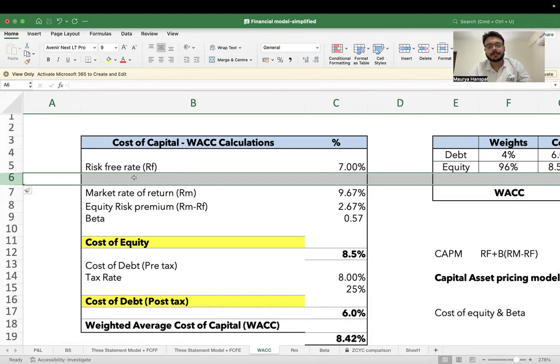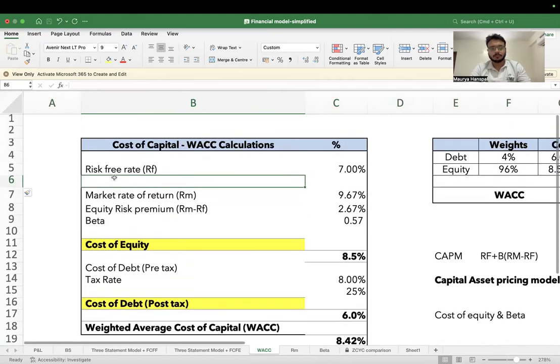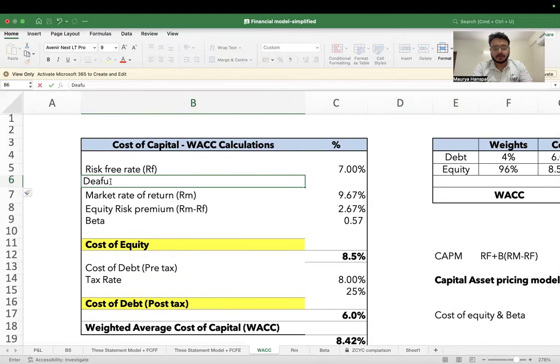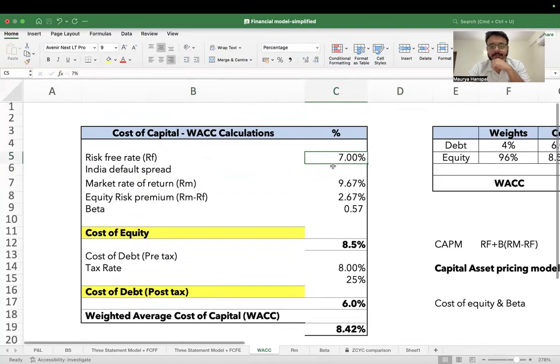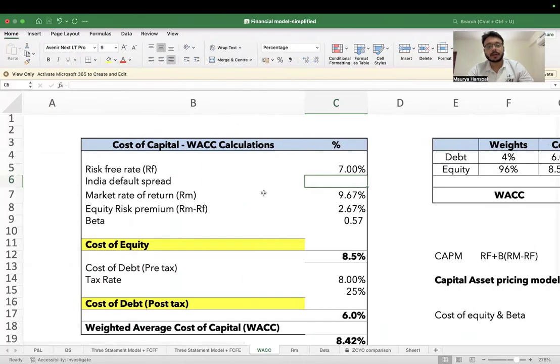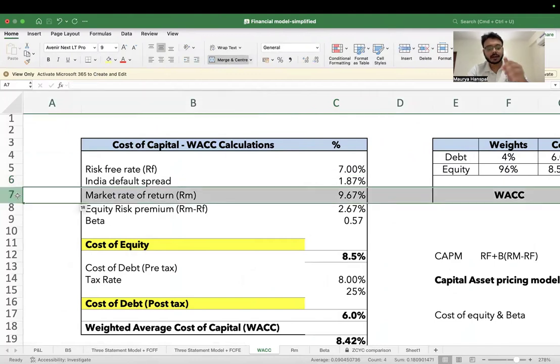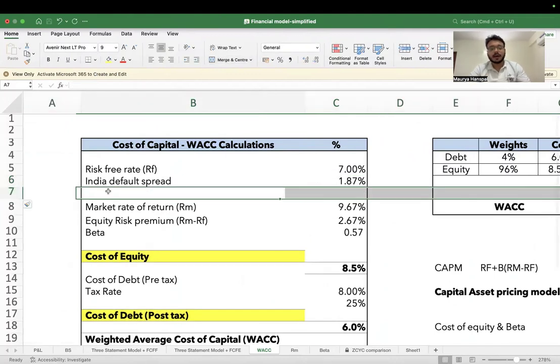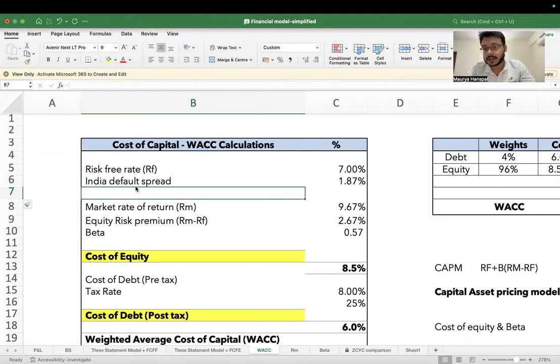I can just add one line. I can just type default spread, or I can just simply type India default spread. The 7% का number I have updated. ठीक है, ये number मैंने यहाँ से ले लिया. ठीक है, तो कितना नंबर था? I forgot, it was 1.87. हाँ, 1.87%. So 1.87%, right? I can again insert one more line. Again, this is the adjustment which people really do in the market. They will just take the 7% and calculate. But I'm giving you the most precise calculation of how to calculate that.